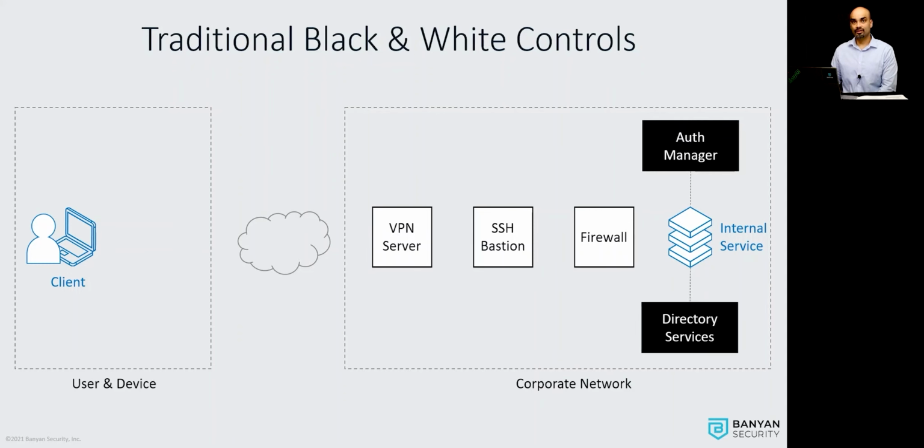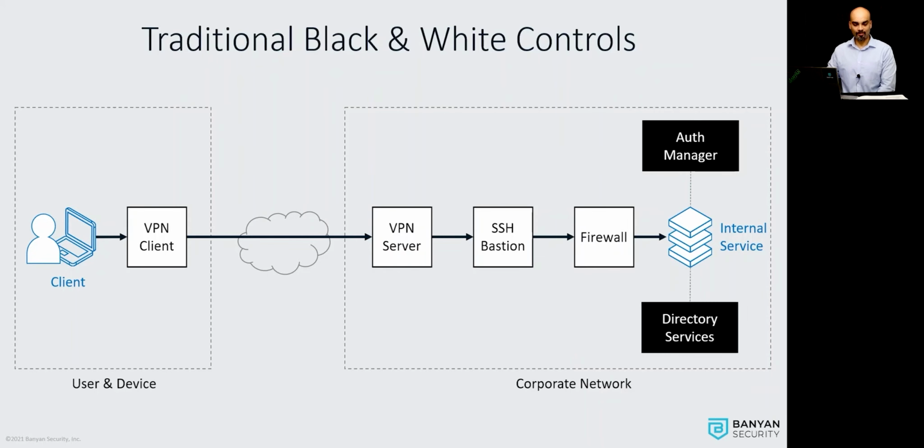In addition, you would have authentication controls on that internal service. Now, when a user needed to access, say, the SSH server in the corporate network, they would turn on the VPN client that would put them onto the network. They'd have to go through a bastion. They'd have to make sure the correct firewall rules were enabled, and then make sure their user accounts were correctly provisioned by the directory services and their authentication manager.